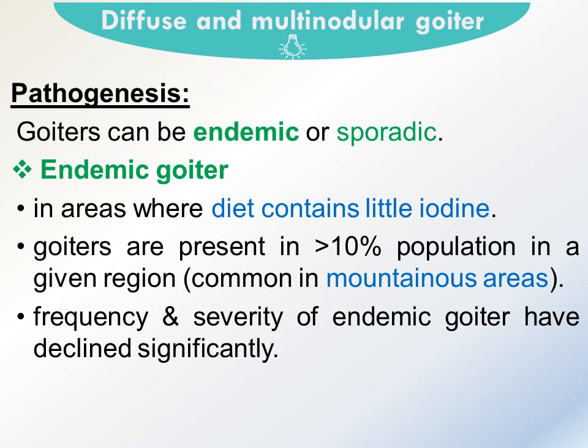First, we'll talk about the endemic goiter. The endemic goiter occurs in geographic areas where the diet contains little iodine. The term is used when goiters are present in more than 10% of the population in a given region, commonly in mountainous areas. With increased availability of dietary iodine supplementation, the frequency and severity of endemic goiter have declined significantly.